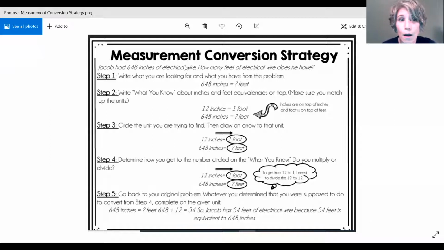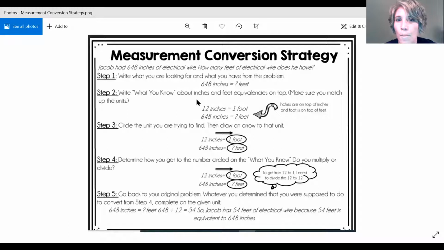So here you see the problem. Jacob had 648 inches of electrical wire. How many feet does he have? They want you to change or convert it from inches to feet. So step 1 is write what you are looking for and what you have in the problem. We have 648 inches. We're asking how many feet, so question mark feet.